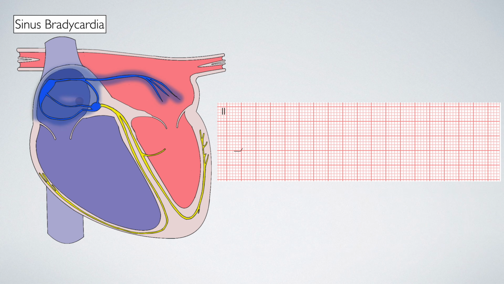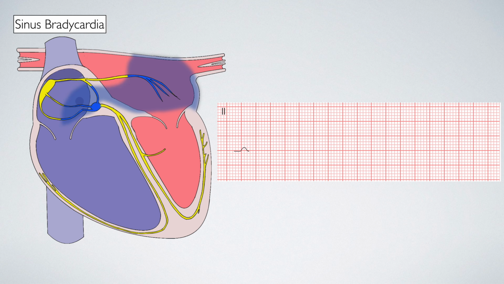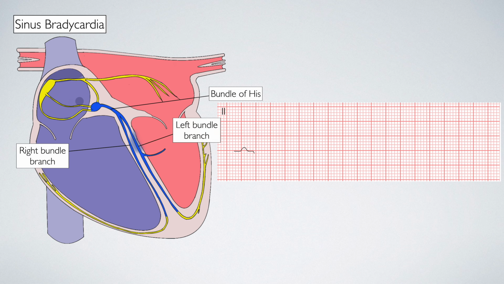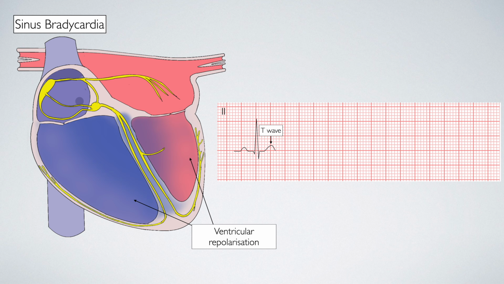Impulses are conducted through the atria, producing atrial depolarization and a P wave on the ECG trace. The impulses are conducted through the His-Purkinje system, and depolarization of the ventricles produces a narrow QRS complex. Ventricular repolarization produces a T wave on our ECG.